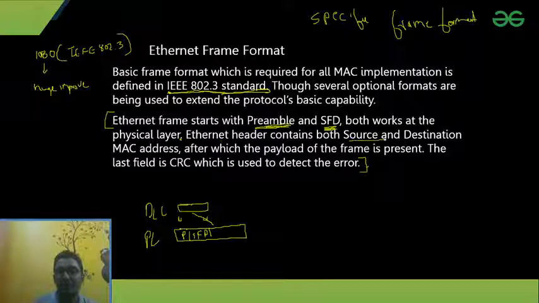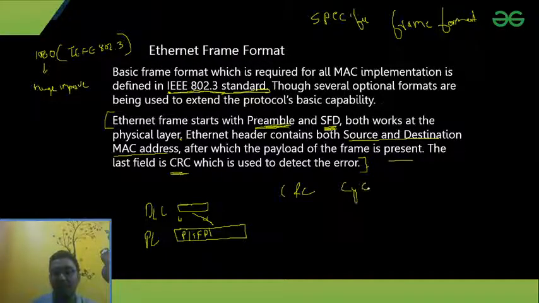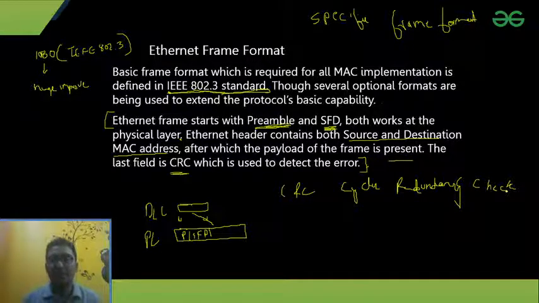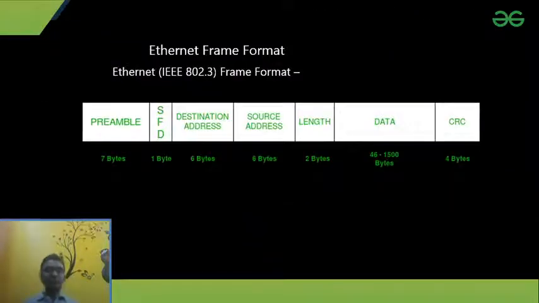the Ethernet header contains source and destination addresses. So source and destination MAC addresses are present, after which the payload of the frame is present, and the length is also present. Here it is missed. And at the end CRC is present. So what is CRC? CRC is called cyclic redundancy check. It is used for checking errors. Fine. So let's see in detail about each of these things in the frame. That is the frame format of Ethernet.